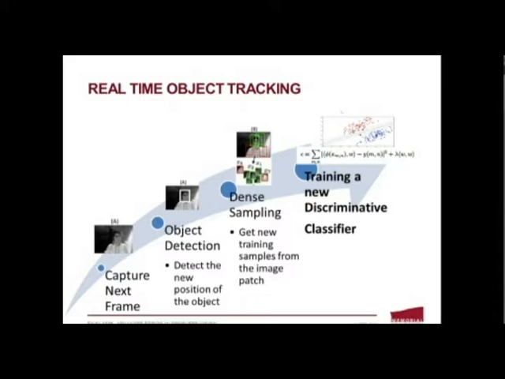Once we have all the samples and labels, we train a new discriminative classifier by using the cost function like this. And we find the primary plane which discriminates the positive from the negative sample. This 4-step procedure is repeated at each frame periodically. In this way, we track the object in real time.